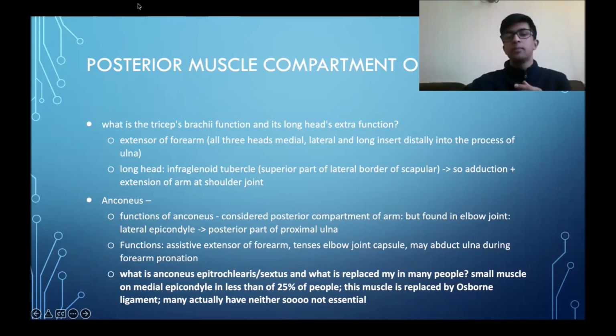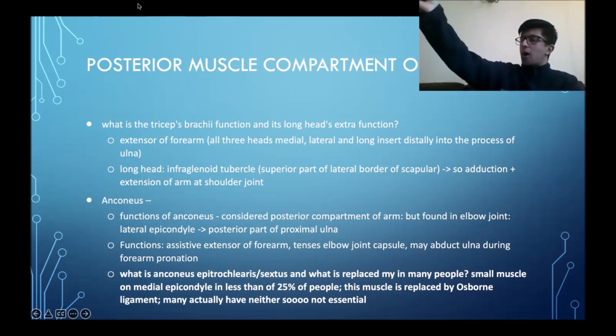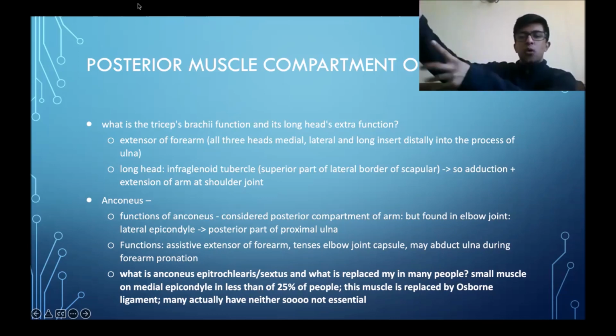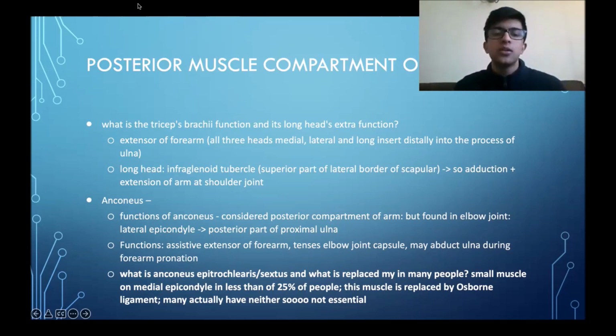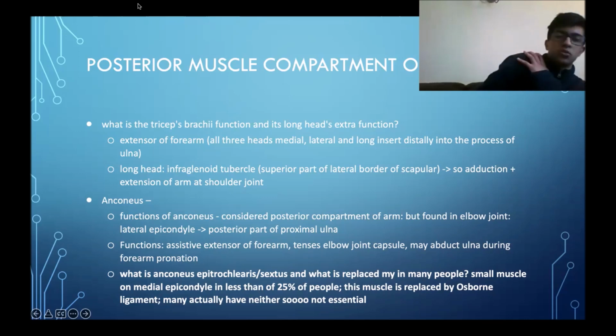If you think about it, the triceps is here and it attaches to the lateral part of the scapula. So it actually allows adduction, which is taking back to the line, because if it's here and it's here, then it's pulling it when it contracts. It can't be abduction, because that would be lengthening the muscle, not contracting the muscle. And then it also allows extension of the arm at the shoulder joint.